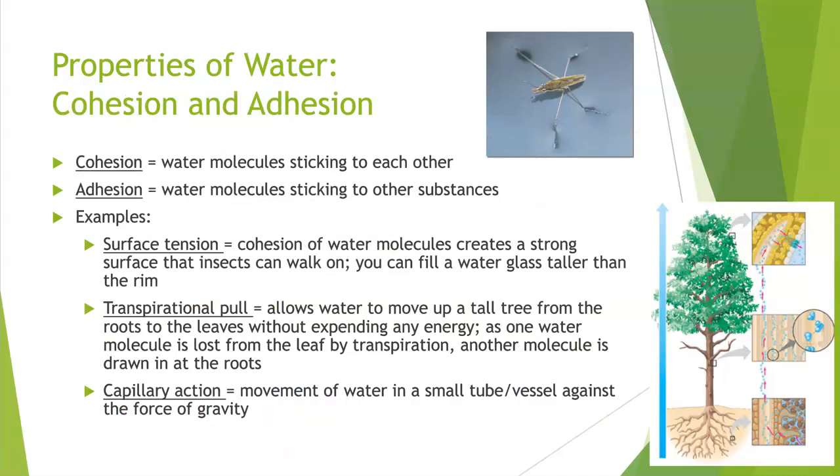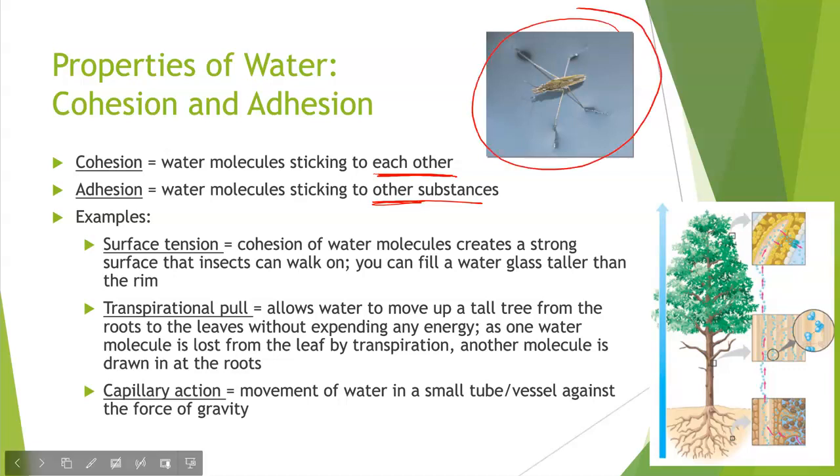Another property of water are cohesion and adhesion. Cohesion is when water molecules stick to each other, and adhesion is when water molecules stick to some other kind of substance. In nature, we see these as surface tension. So up here, where you have this insect that is able to kind of walk on top of the water, because those water molecules have created this strong surface almost because they are stuck together, they're stuck to each other, it allows some organisms to be able to walk on top of that.